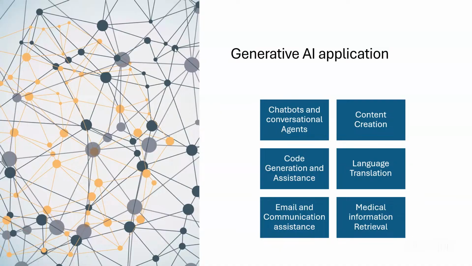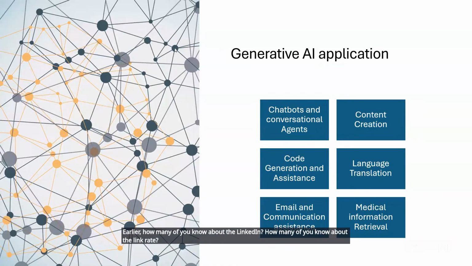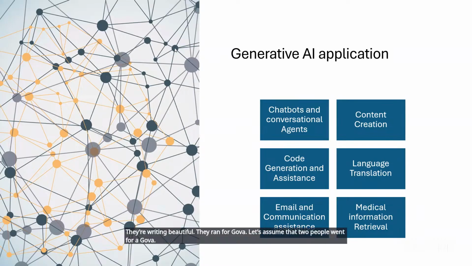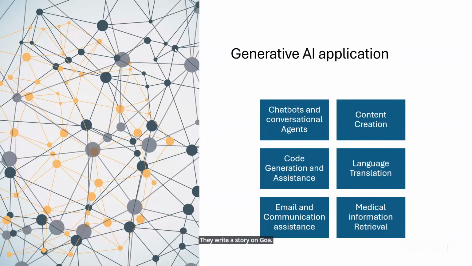Earlier, how many of you knew about LinkedIn? Very few people, right? Is it really true? Now a majority of them are posting on LinkedIn. Even on Instagram, people are writing lines and lines, right? Ten lines, they're writing beautifully. Let's assume two people went to Goa. They write a story about Goa. They create some illusion and everything.